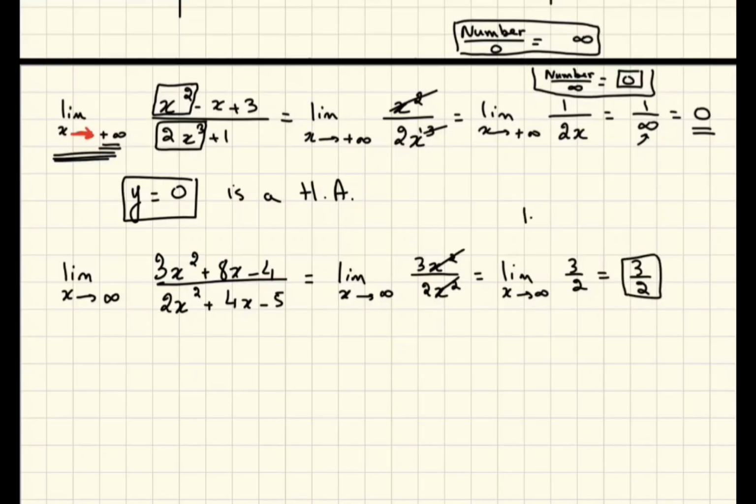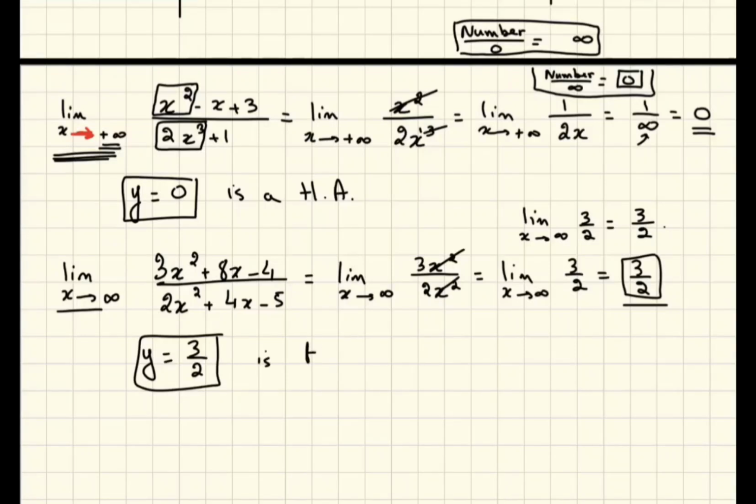So limit as x approaches anything of a number, it's just the number itself. In this case, limit as x approaches infinity equals a number. We say y equals 3 over 2 is a horizontal asymptote.